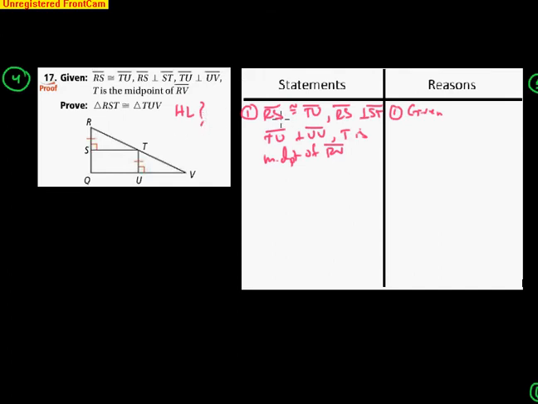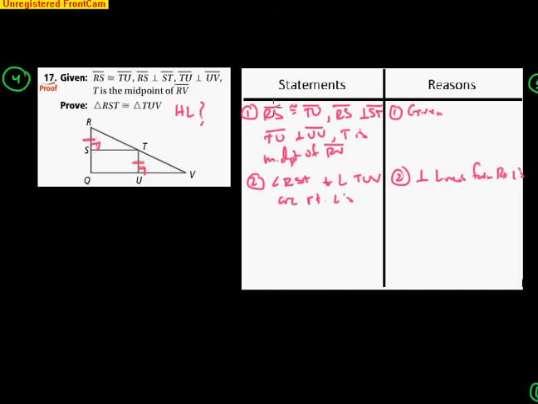Okay, so let's mark what we have. RS is congruent to TU. So that's given to us. Segment RS is perpendicular to ST, so that's a right angle. And segment TU is perpendicular to segment UV. That's a right angle. So I'm going to believe that this is HL, so I will start by saying that these two angles are right angles. Angle RST and angle TUV are right angles. And that is because perpendicular lines form right angles.